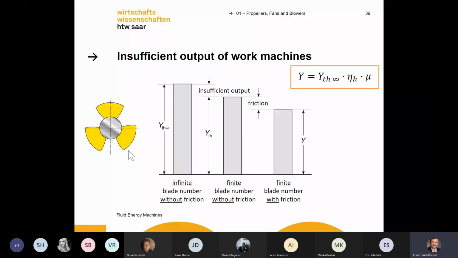As I mentioned, a fan can have a different number of plates. Here we see a fan with 3 plates. We can have two plates, or we can have more plates. Yeah, we can have 5, 6, 7 plates. And normally the efficiency gets higher if we have higher plate numbers.